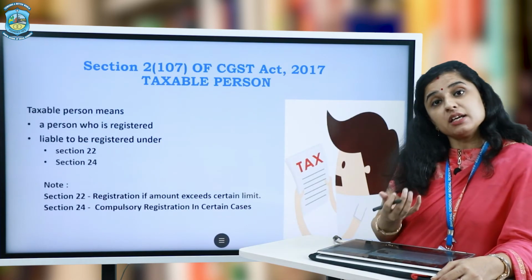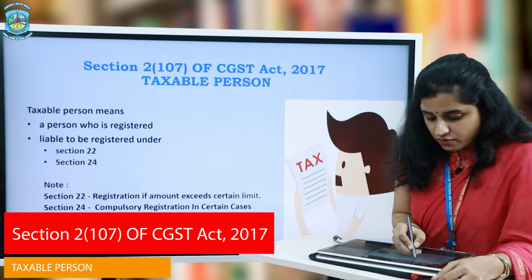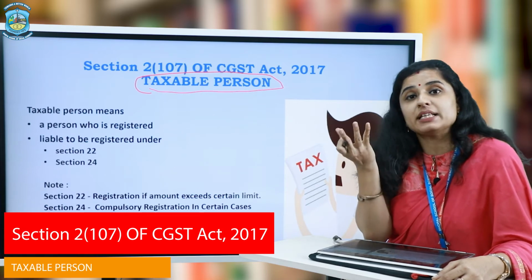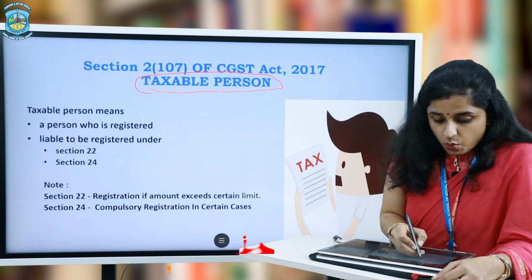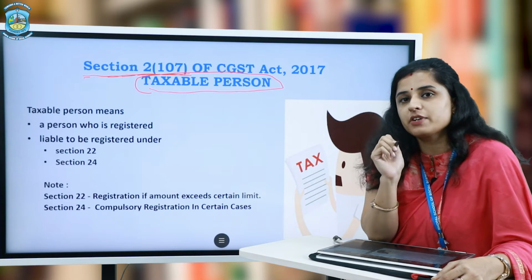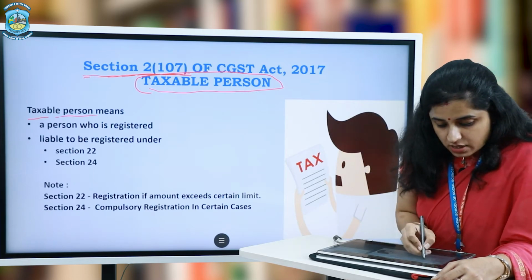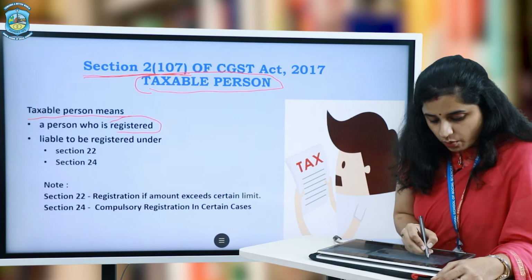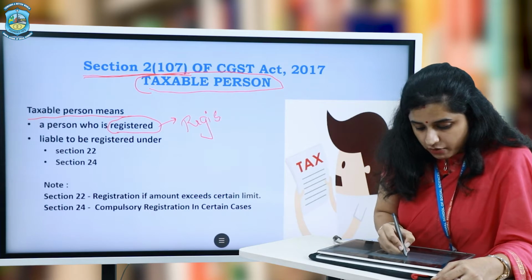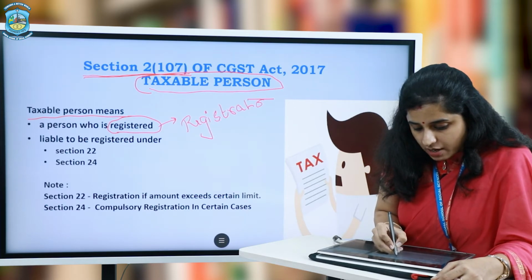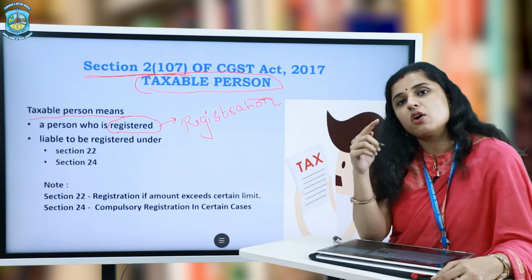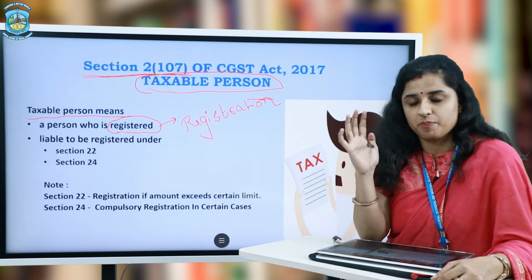The next definition, which is very important for us to understand, is the definition of taxable person. Who is the taxable person? Who is the person responsible to pay the tax under GST? Section 2 subsection 107 of the CGST Act gives the definition of taxable person. Taxable person means a person who is registered, who has actually taken registration under GST by following all the principles and procedures given under the GST. So he actually went to the GST portal, did the login, and he has a proper GSTN number.